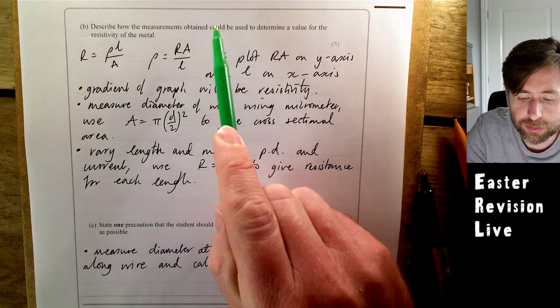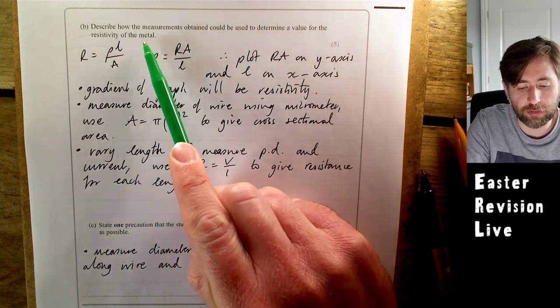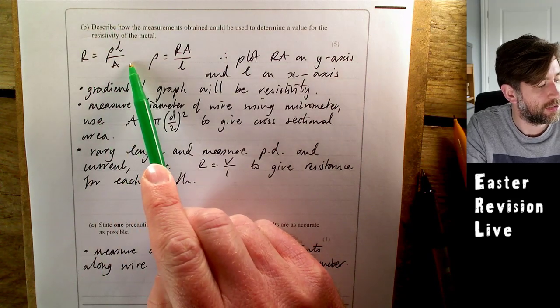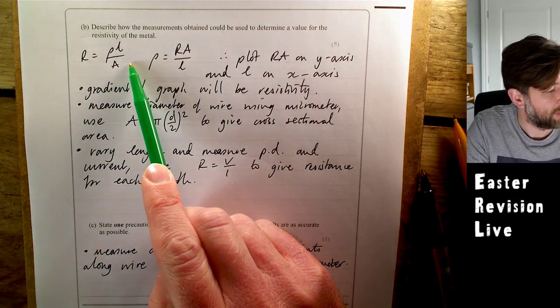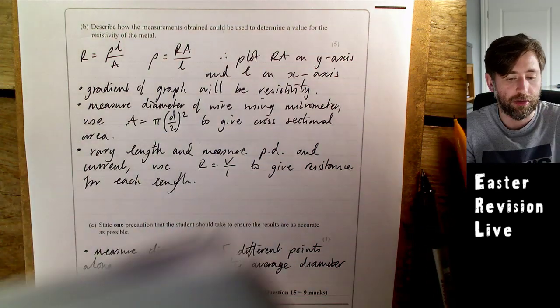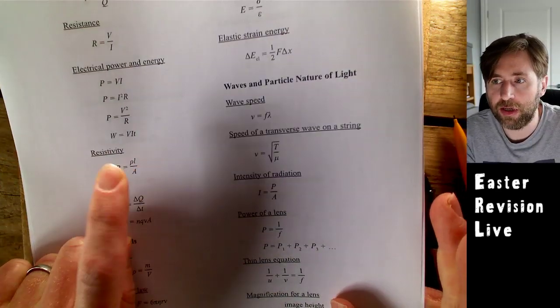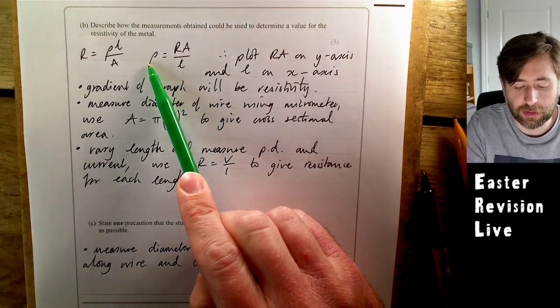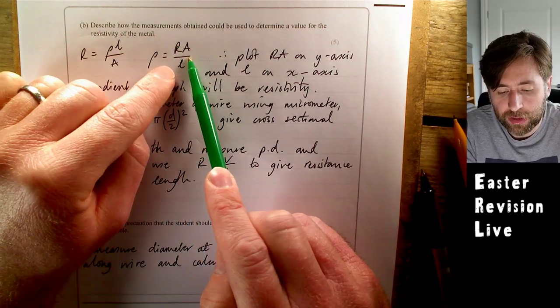Describe how the measurements obtained could be used to determine a value for the resistivity of the metal. So this one is the equation that you get given in the formula sheet. Resistance is resistivity times length over area, this one here. So you rearrange that for rho, which is the resistivity, and that tells you your graph.